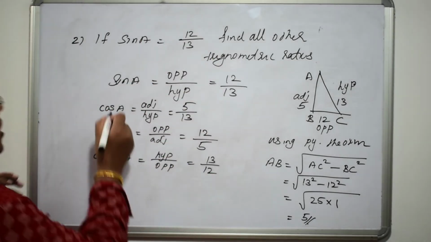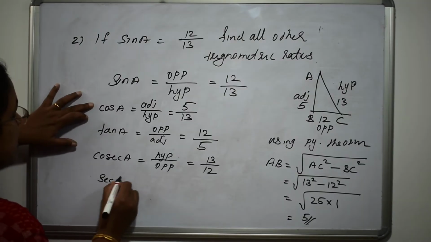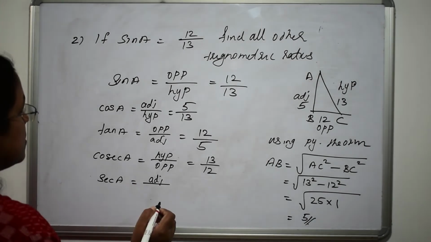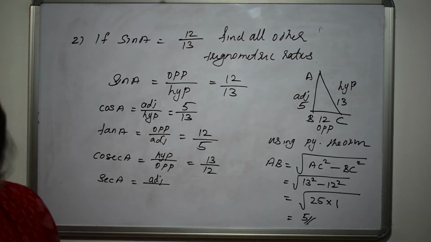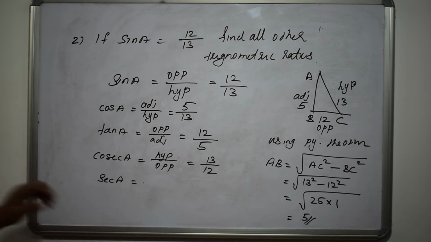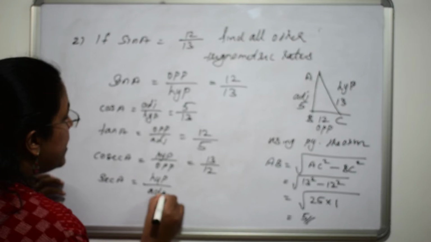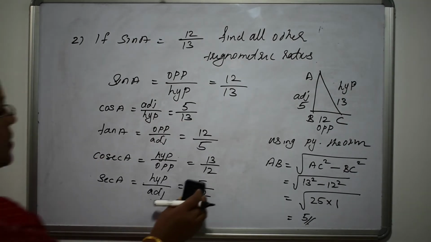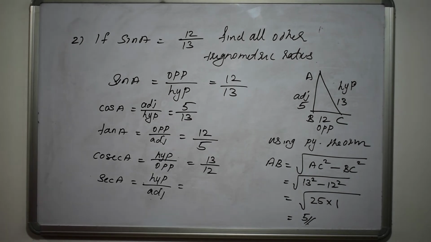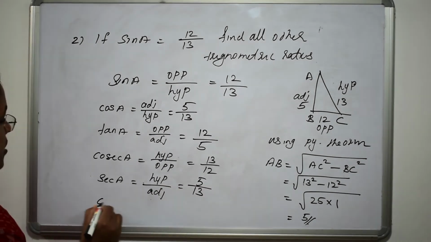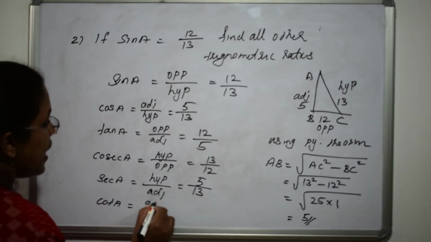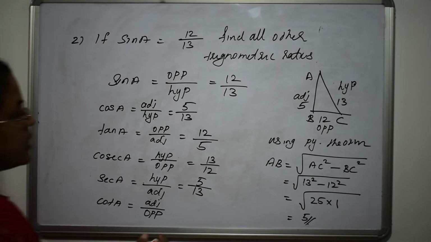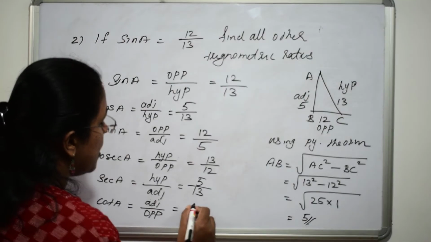Just write the reciprocals. Reciprocal ratio of cos is sec. Cos A is adjacent side by hypotenuse, that is 5 upon 13. So sec A is hypotenuse by adjacent side, that is equal to 13 upon 5. Reciprocal of tan is cot. Cot A is adjacent side by opposite side, that is equal to 5 upon 12.